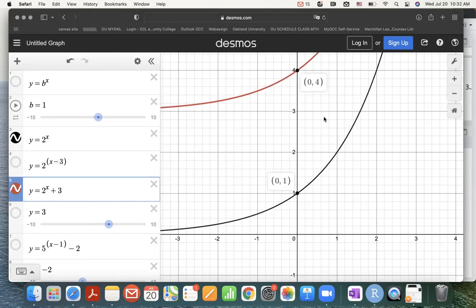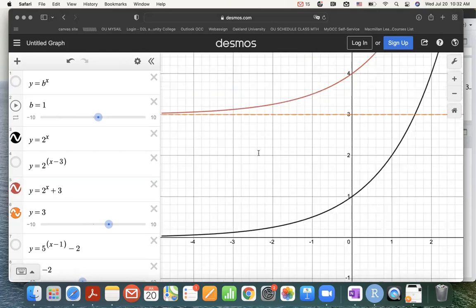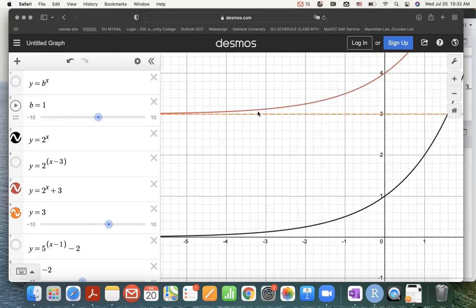And can someone tell me what is the horizontal asymptote here? Remember, the horizontal asymptote is the number that is being added to the function. Well, 3 is being added to the function, so the horizontal asymptote will be y equals 3. Again, this red graph should not touch the dotted orange line, because that's the horizontal asymptote.